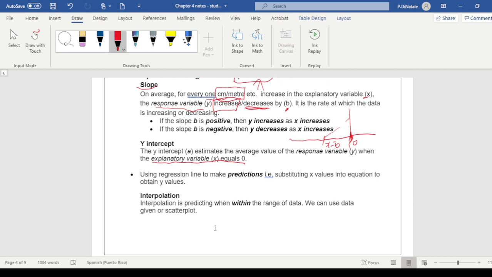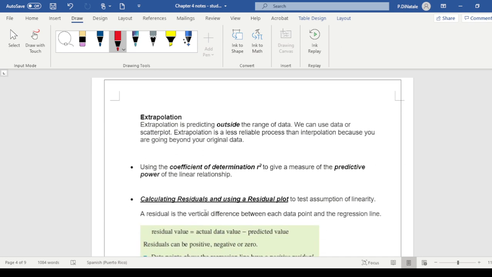We can make predictions. How do we make predictions again? We substitute the x value into our equation and we find our y values. If we're finding the values that are within the range of data that they give us, then we are interpolating. If we're finding or using values that are outside the data range and we're trying to find the prediction, we are extrapolating.